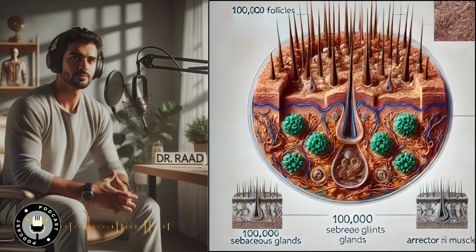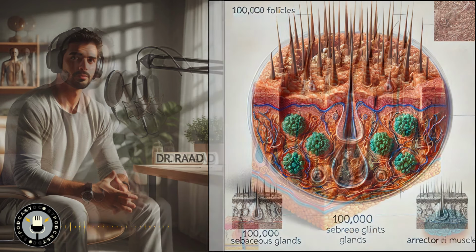Have you ever wondered why our scalp, with its 100,000 hair follicles, 100,000 sebaceous glands, and all those erector pili muscles, can be the source of so many pesky problems? Well, today we're breaking down the science behind scalp skin diseases, straight from the chapter by Maria K. Hordinsky on skin diseases of the scalp. So grab your coffee, sit back, and let's get into it.